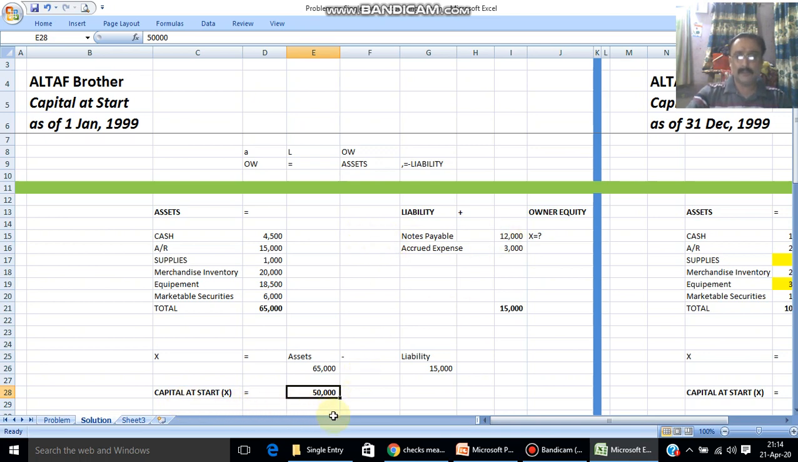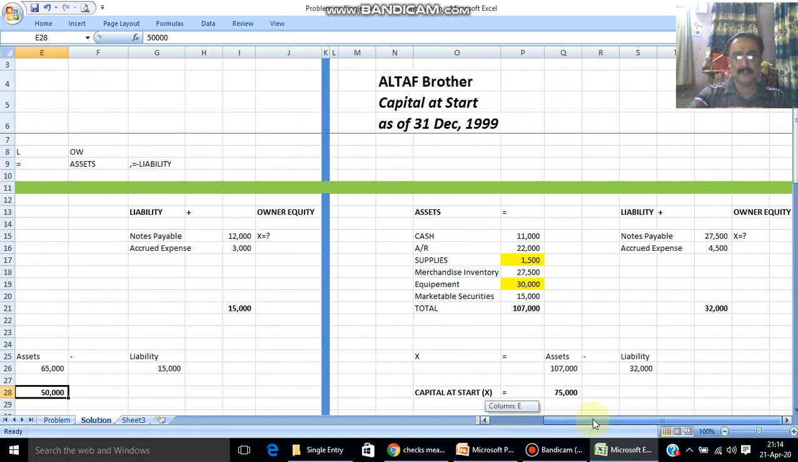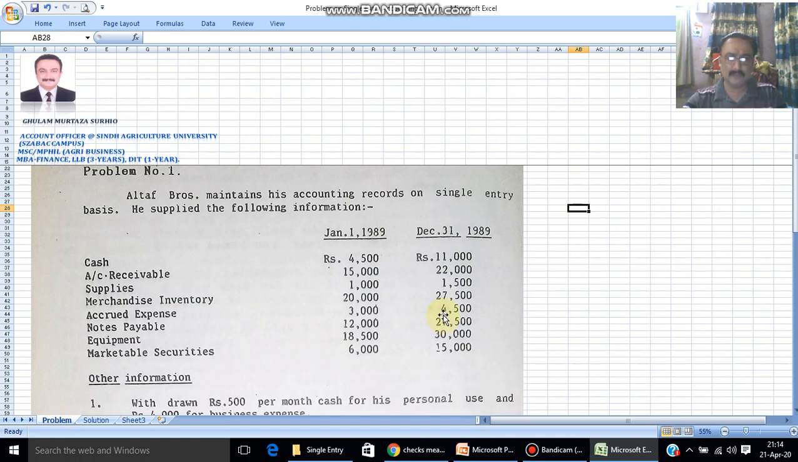Now there is another requirement: capital at the start and capital at the end. Let me write over here, capital at end. Now we have other figures for assets and liabilities, which are placed over here: 11,000, 22,000, 1,500. And there are two items, 4,500 and 27,500, from the liability side. Let's look.